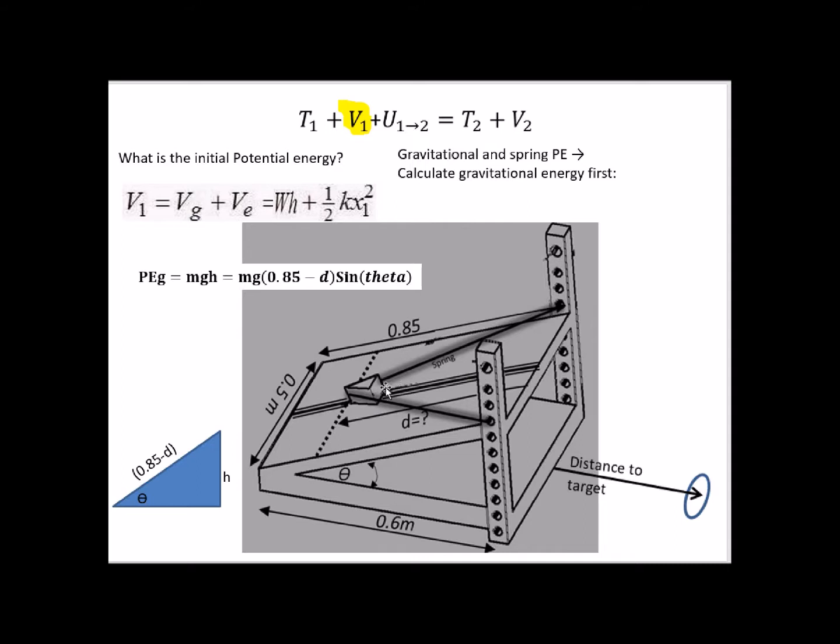If we stretch it back some distance d, then the rest of this height is going to be the length of my device, 0.85 minus d. I'm going to have to fill in the angle that I have over here, and then there's my height for my starting mgh. So I have mg, and h over here is equal to (0.85 minus distance) sine of theta.